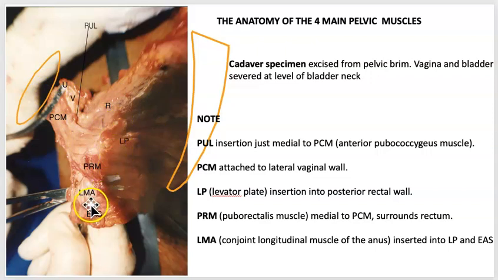And there's a conjoint longitudinal muscle of the anus. This takes fibers from the levator plate and the pubococcygeus, and it inserts into the external anal sphincter, and it pulls down the levator plate, angulates it, and pulls down the rectum, the vagina, and the bladder during straining and, in fact, evacuation.